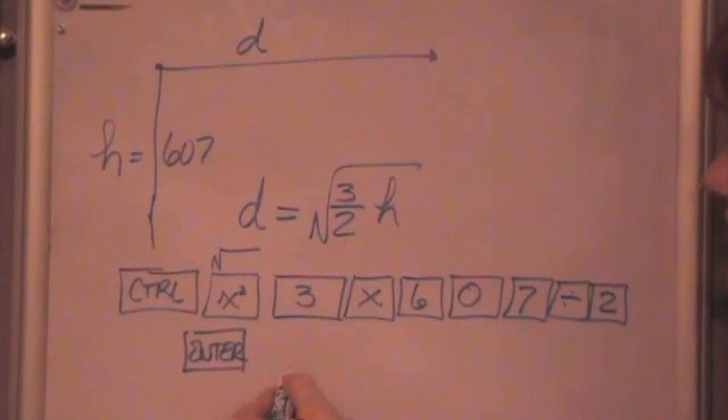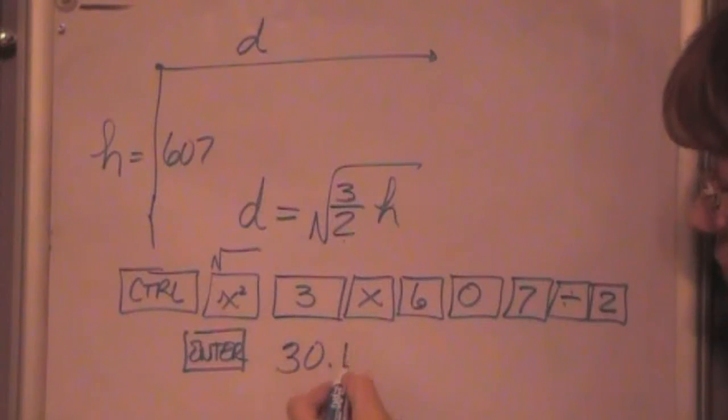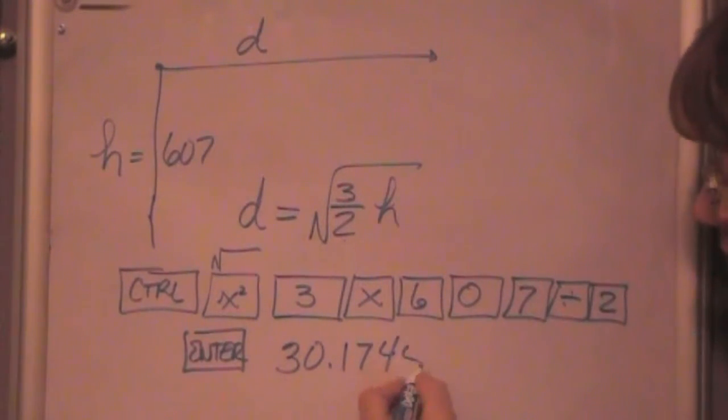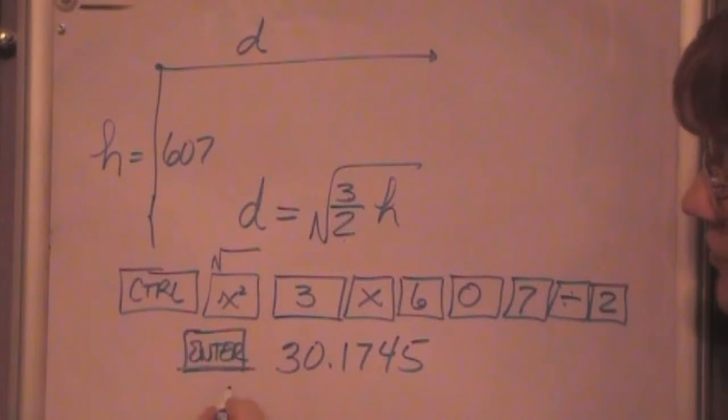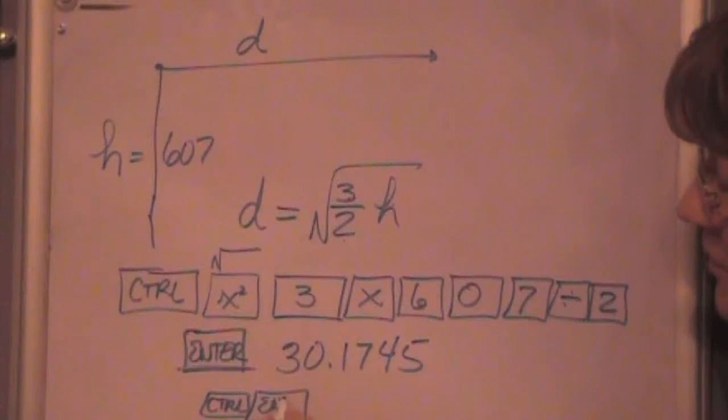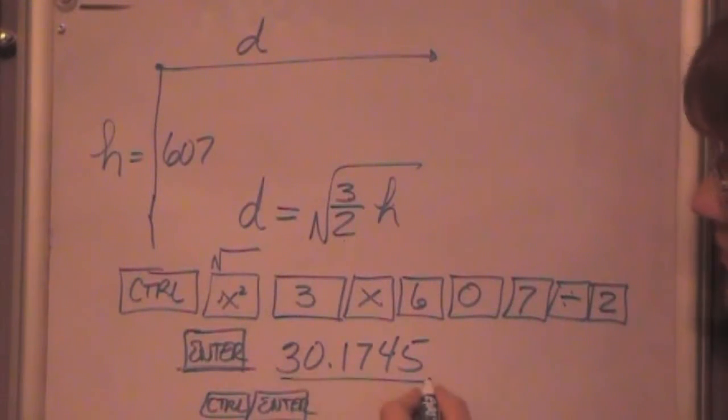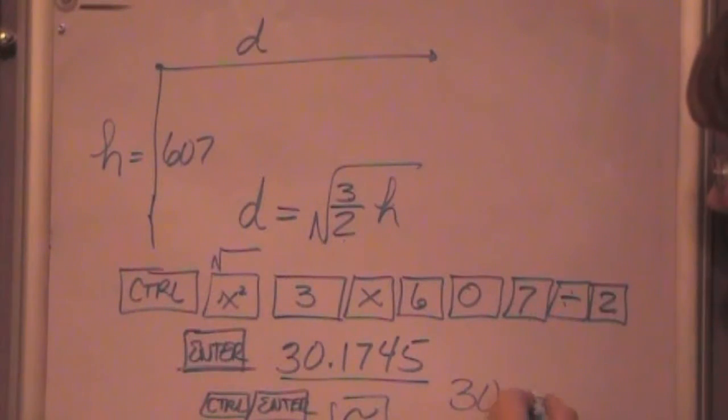So now, after you do this, you should get 30.1745. If you hit enter first, you're going to get this in rational form. If you hit control enter, you're going to get the decimal approximation. The enter key has the approximately equal to sign above it, so you have to go into the second mode to hit that, and then you'll get your decimal equivalent. Now, the book doesn't say, but you can round this off to the nearest mile, so 30 miles.